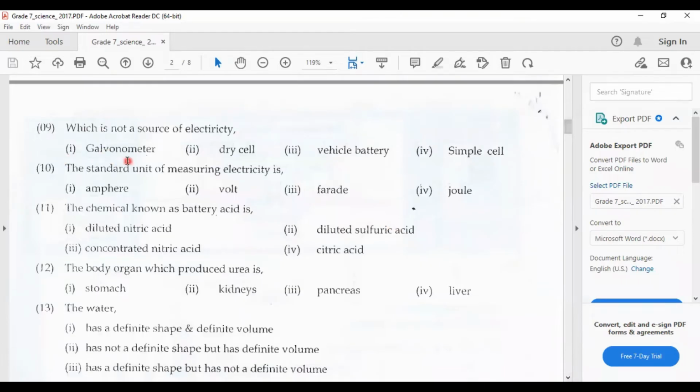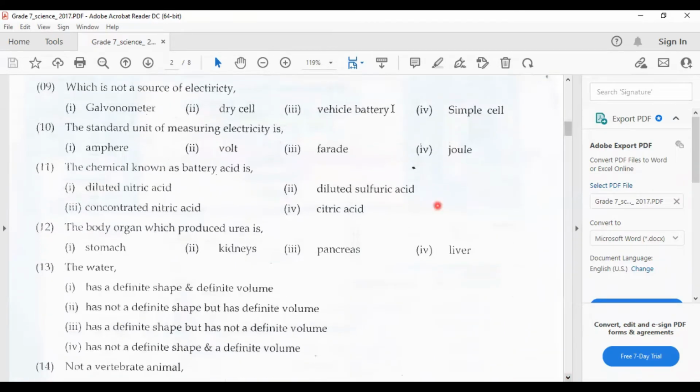Ninth one, which is not a source of electricity. Answer number 1, galvanometer. Current. And also we can find the direction of the current by using the galvanometers. 10th one, the standard unit of measuring electric current is asked here. Answer number 1, ampere.